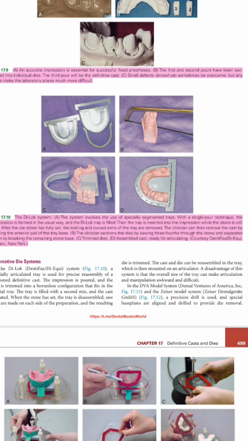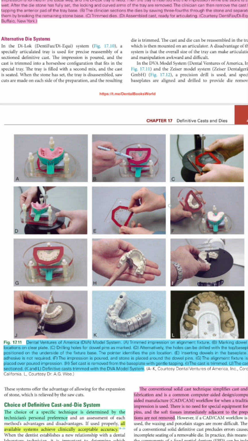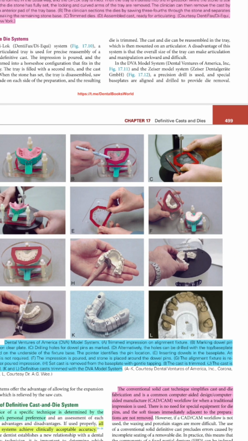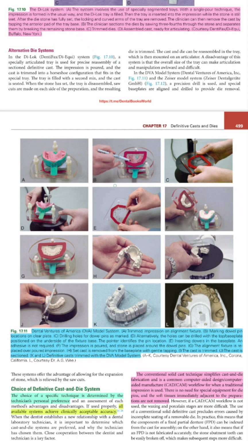and the base. Another method is called the Dental Ventures of America model system. We align the impression on a fixture, and then we have a clear plate on which we mark the dowel pin positions. After that, we drill the holes in the marked positions. Then we insert the dowels in the base plate.